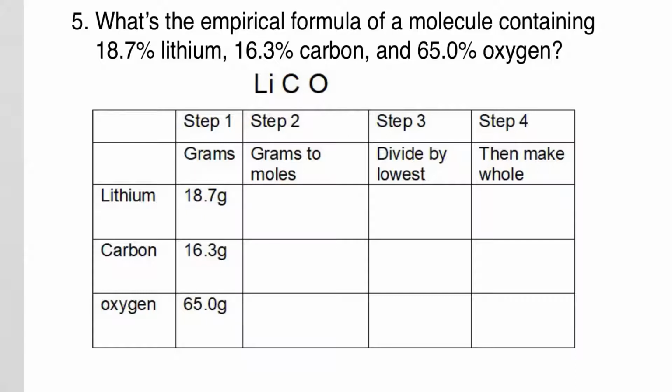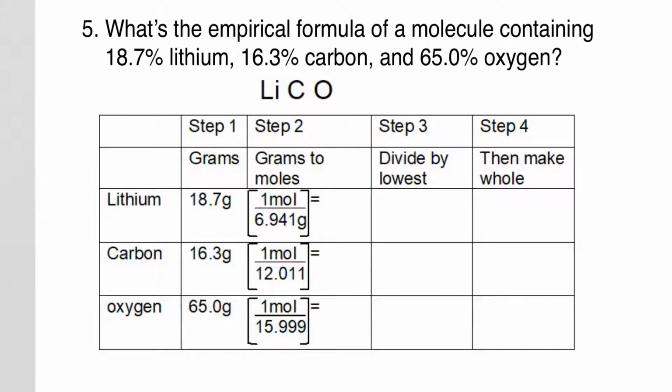And 16.3% of carbon turns into 16.3 grams, oxygen 65.0 grams. This is what it means by percent to grams. The next thing I have to do is grams to moles. Now I'm just going to convert grams to moles using the molecular weight of each element. And if you're lost here, you should refer to your mole island.